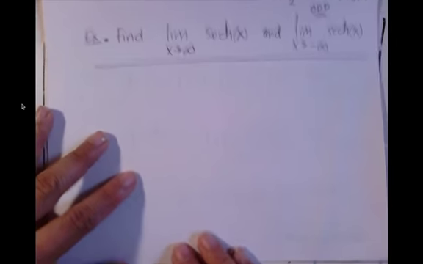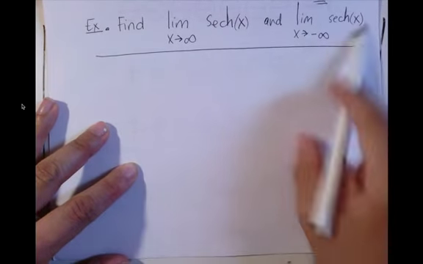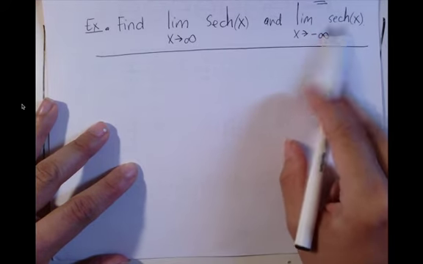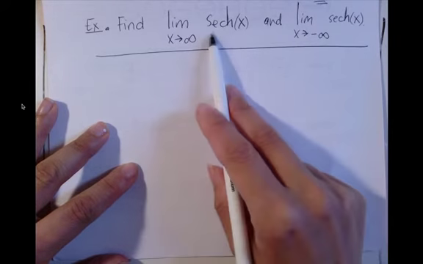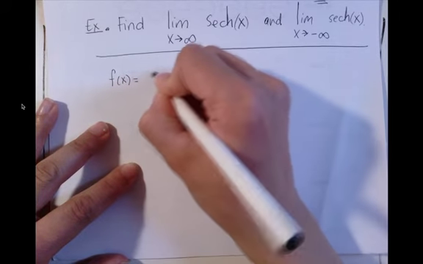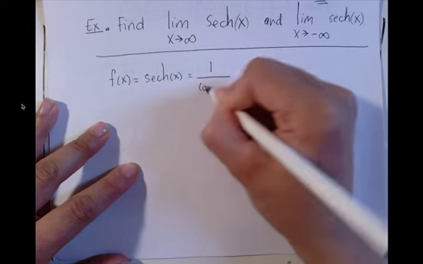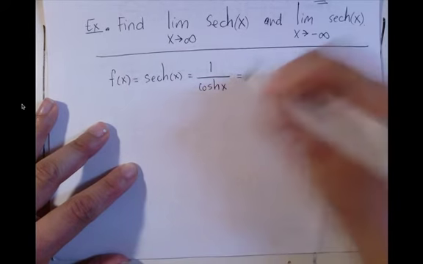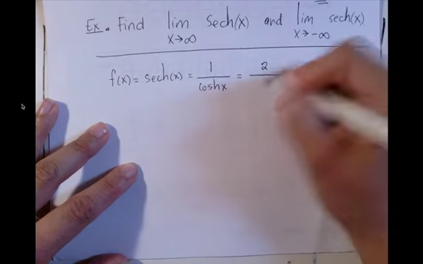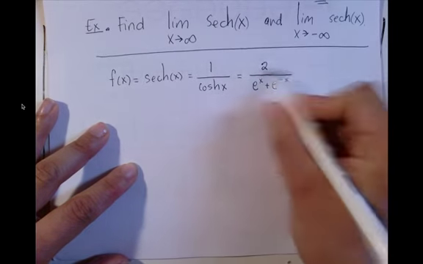Here's a limit question. Once again, same idea. We're just going to go back and use the definition of hyperbolic secant. And remember, hyperbolic secant is defined naturally as 1 over hyperbolic cosine of x. So that's going to be the reciprocal of hyperbolic cosine. Okay, so we're going to want to compute the limit of this function.